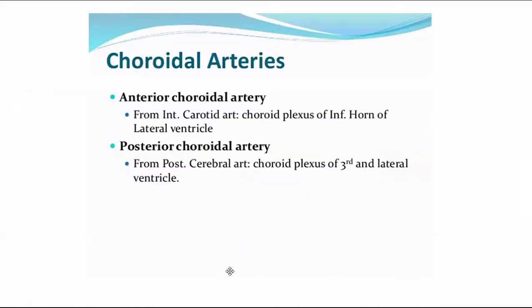Next are the choroidal arteries, as I mentioned earlier. We have two major choroidal arteries. The anterior choroidal artery, which is a direct branch of the internal carotid, supplies the choroid plexus of the inferior horn of the lateral ventricle. Again, the choroid plexus is responsible for the primary production of your CSF. Next is the posterior choroidal artery, which is a branch of the posterior cerebral artery, which supplies the choroid plexus of your third ventricle and lateral ventricle.